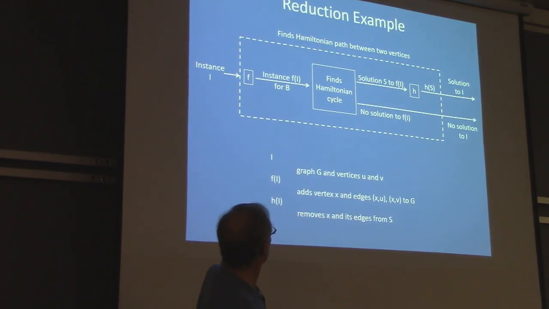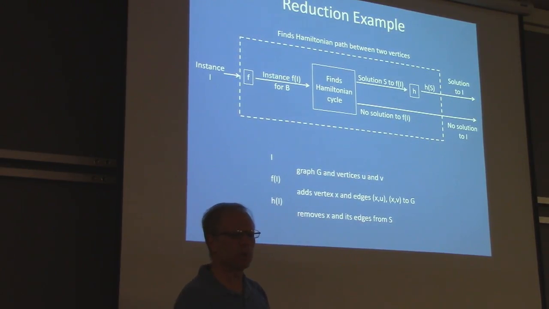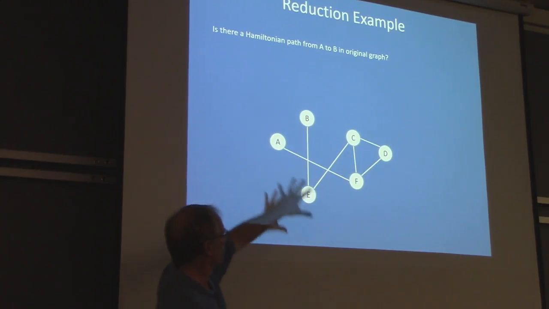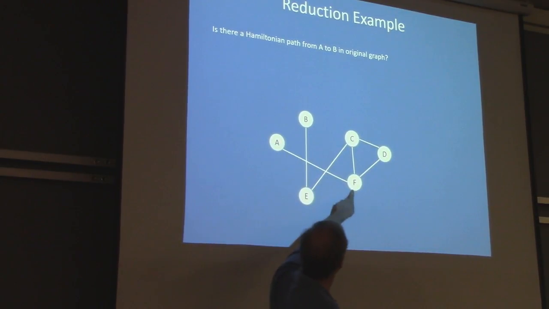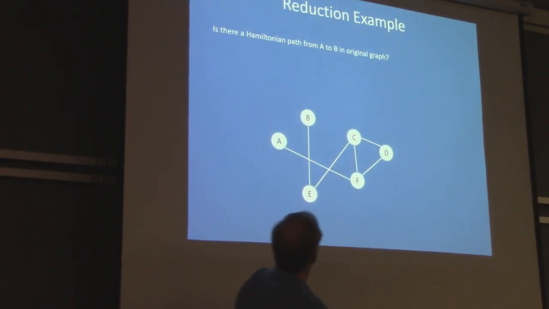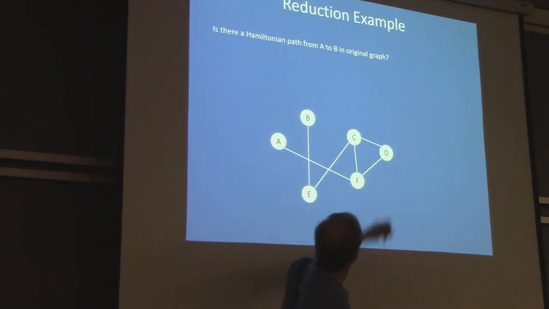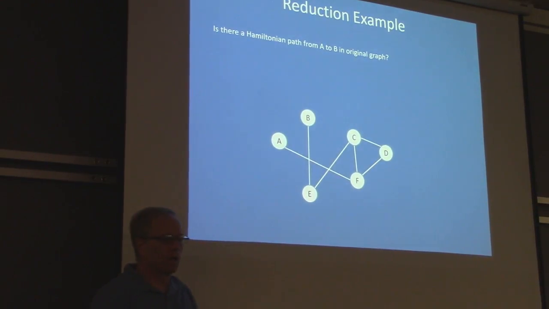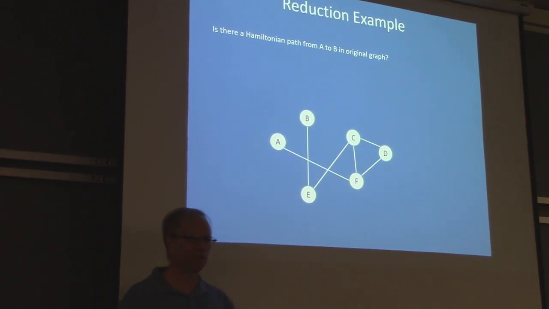And then H is going to see a cycle come out. And what it does is it removes X and its edges from the cycle that comes out. So it's not very complicated, but here's the picture. There's a graph. We want to know if there's a Hamiltonian path from A to B. Is there one? Yeah, we can go here, here, here, here, here, here. I think that's not the only way. Okay? So we want to find Hamiltonian paths, but we're stuck with an algorithm that finds Hamiltonian cycles.